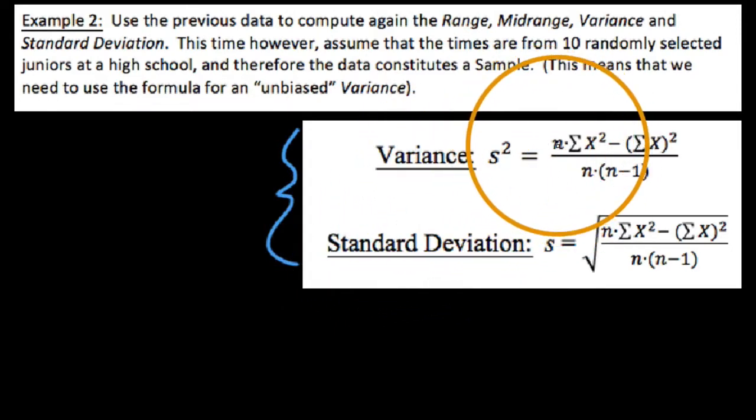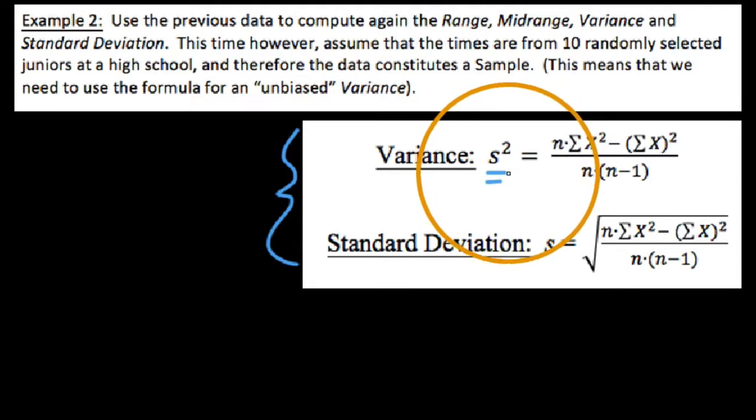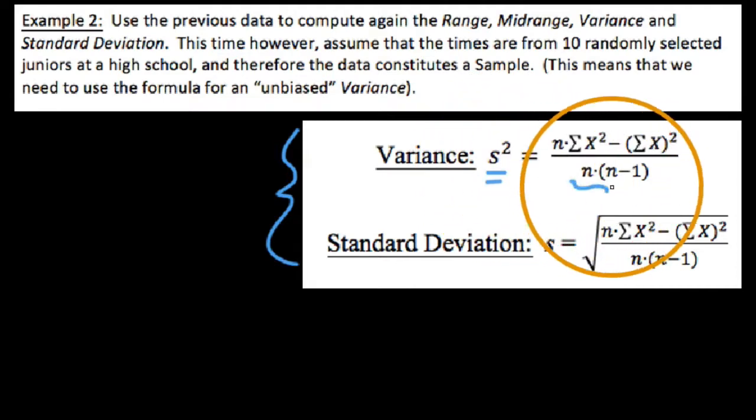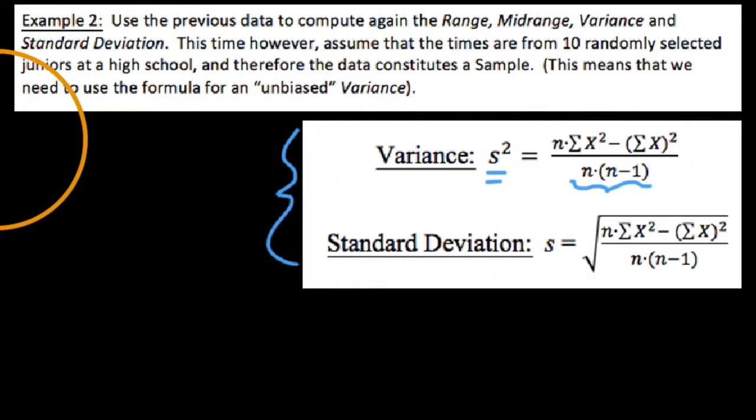What I want you to notice is all of our n's, notice they were capital N's over here because they were population before. All of our n's become lowercase n's to represent the fact that we're talking about a sample. Instead of sigma squared, we write Roman letter s squared to indicate that we're talking about a sample. And the only difference here is this: instead of dividing by n times n, we have to divide by n times n minus 1.